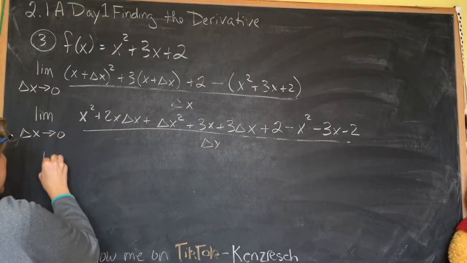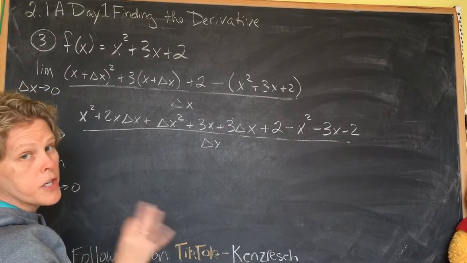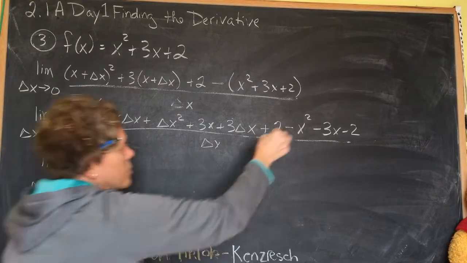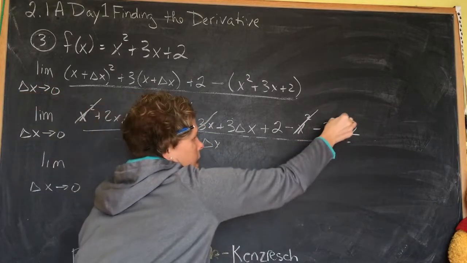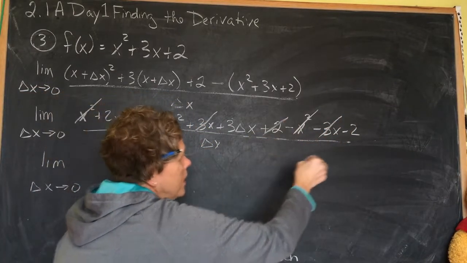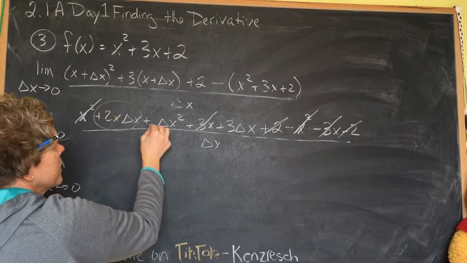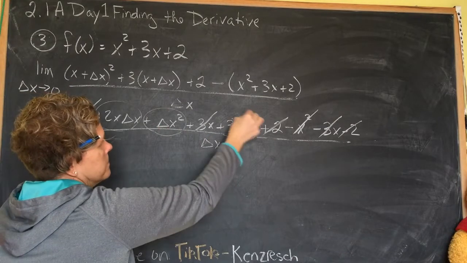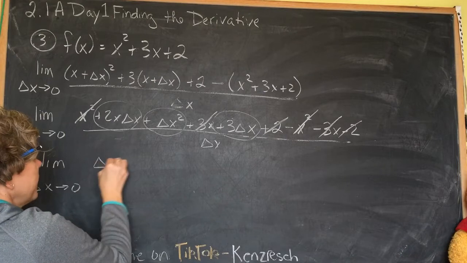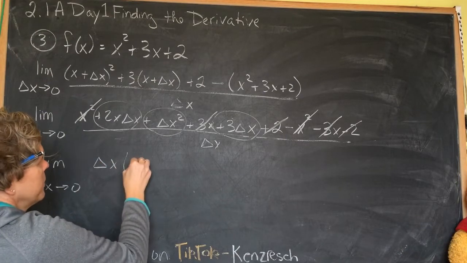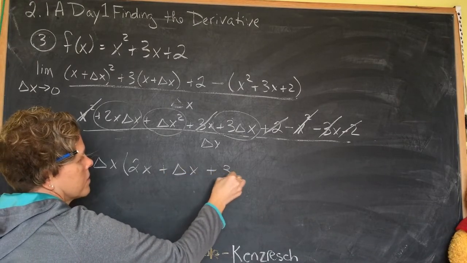All right, now I got this limit as delta x approaches 0. If I did it right, a bunch of things should cancel out. So this x squared will cancel with that one. This 3x is going to cancel with that 3x. And this 2 is going to cancel with that 2. So I really have this term and this term. And if you look at them all, they all have a delta x. So we're going to factor out that delta x, leaving me with 2x plus delta x plus 3.